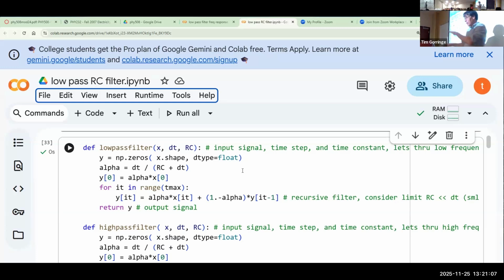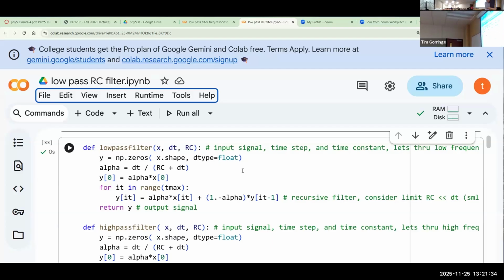And we said, depending on our values of RC and delta t, we could change alpha from being close to 1 to being close to 0. Those are the extremes. And what you're effectively doing is changing the weighting of the feedback versus the input. And then I just, having calculated the output signal, I just return it here.